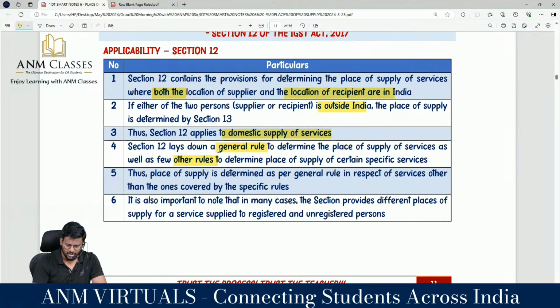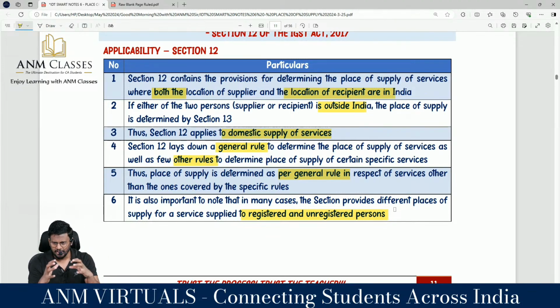The place of supply is determined as per the general rule in respect of services other than the ones covered by a specific rule. If there is a specific rule, the specific rule will be applicable, otherwise the general rule will be applicable. It is also important to note that in many cases the section provides a different place of supply for services supplied to a registered person and an unregistered person.